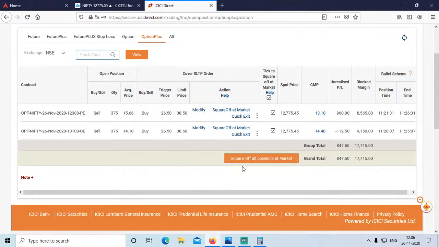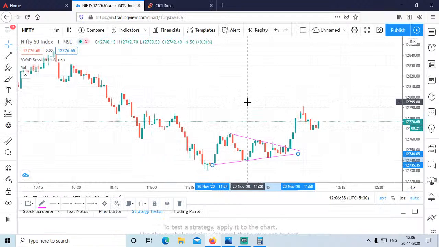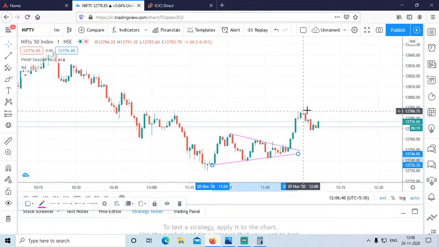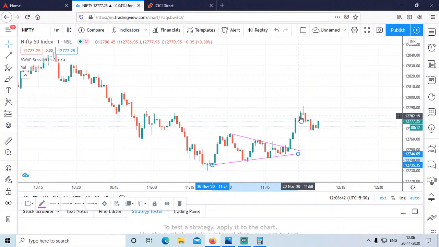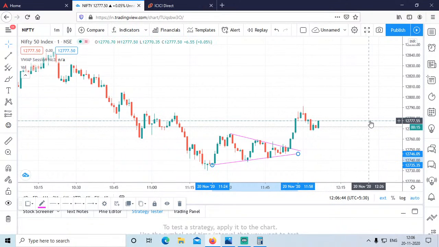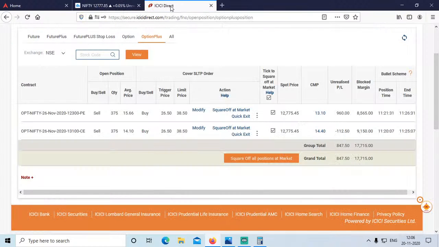Still we did not square it off because time is still 12 o'clock. The market did not move rapidly upside or downside. As long as the market is moving sideways, we are safe. So we don't want to square it off because our trigger price is also safe for us. We kept a nice trigger price, so that also will give a safety for us most of the times.